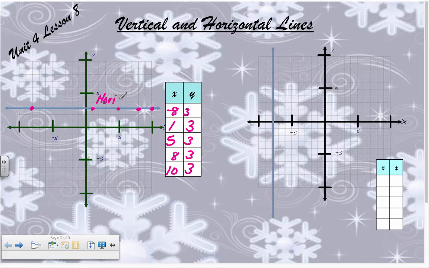And what did you see about every point on this horizontal line? That's right, the y values were always 3. So the easiest way to write the equation of a horizontal line is y equals, and then whatever the y value is always equal. In this case, it's 3. It's really, from the equation of a line, y equals 0x plus 3. And this 0 right here represents the slope.